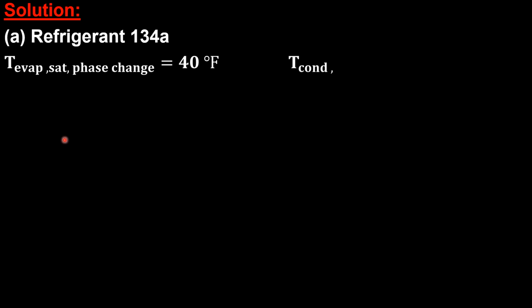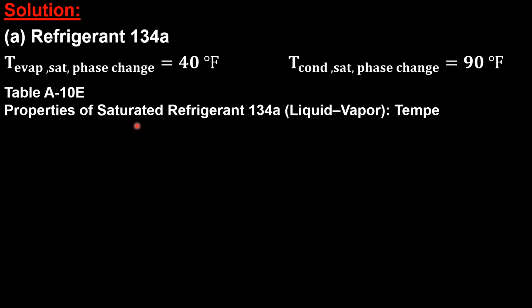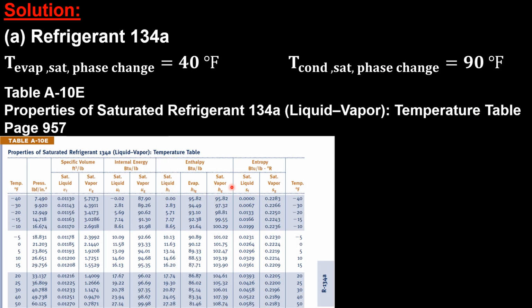So here we want to find the solution for refrigerant R134A, this working fluid. And remember, we are given these two thermal reservoirs. So what we will do is we will go to table A-10E, which is properties of saturated refrigerant 134A liquid vapor temperature table, since we are given temperature, at page 957. So we will go to this table, we will go to the temperature, which is in degrees Fahrenheit, then we will go to 40 degrees Fahrenheit.